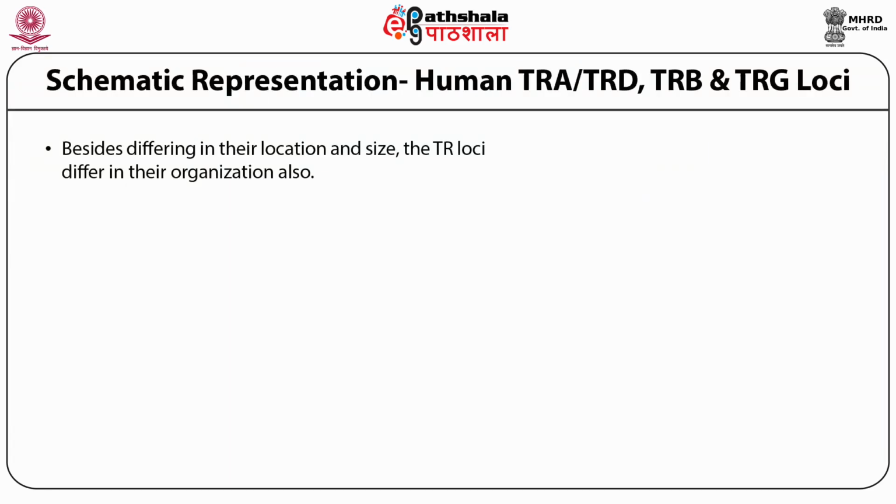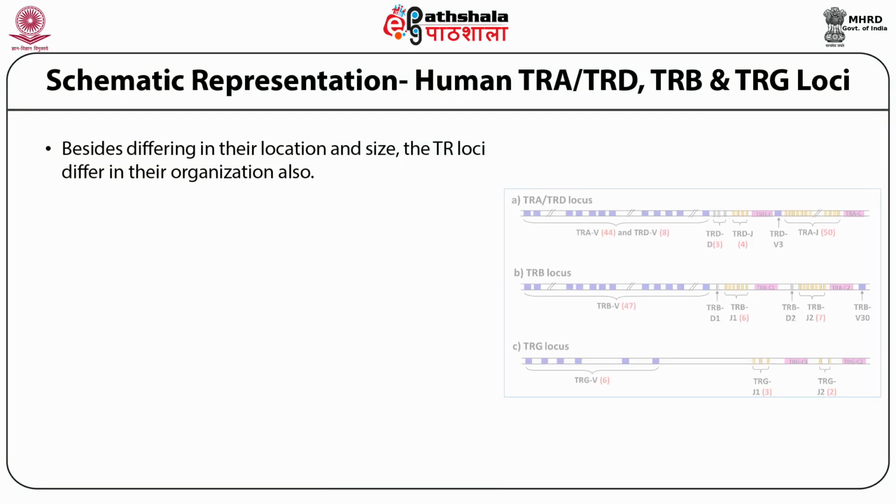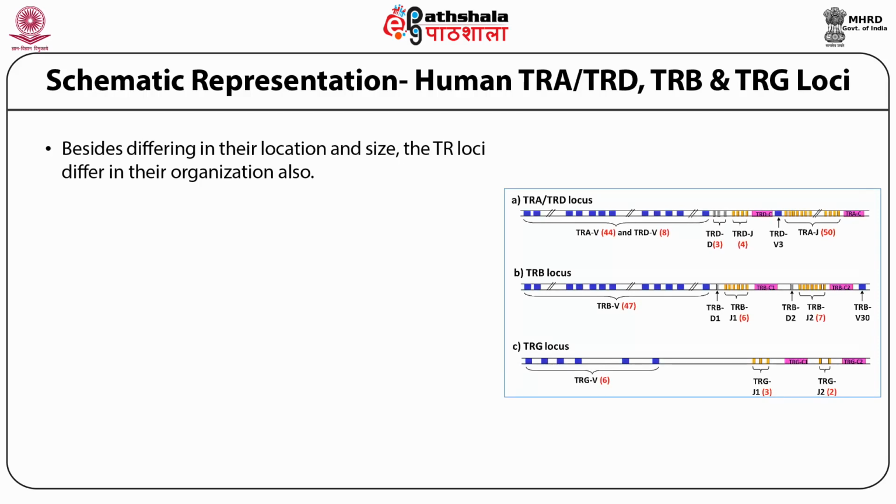Besides differing in their location and size, the TR loci differ in their organization also. The figure illustrates the relative positions of the functional V, D, J and C genes.